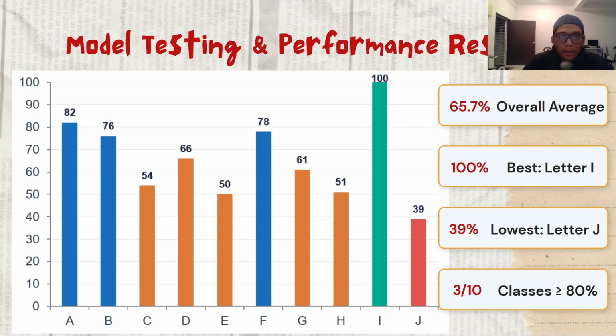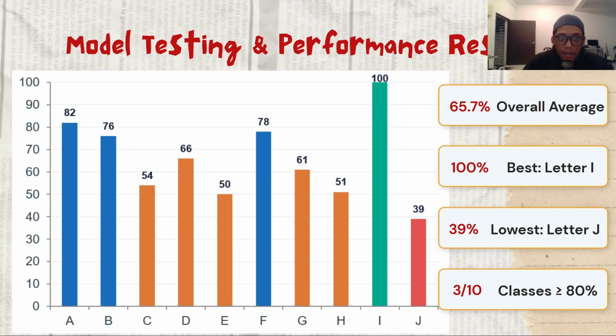Okay, after training our model using Teachable Machine, we tested it on all 10 sign language classes, which are the letters A until J. As shown in the graph, the model achieved an overall average accuracy of 65.7%. The best performing class was letter I, which reached 100% accuracy. This means the model was able to recognize that gesture correctly every time during testing.